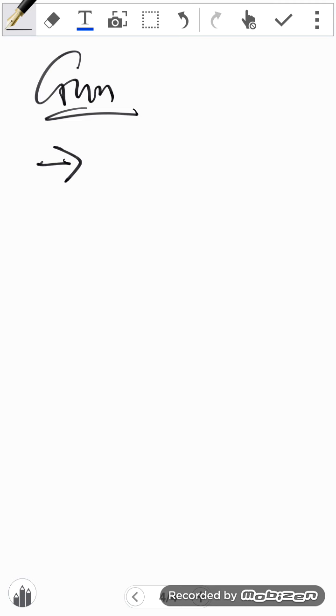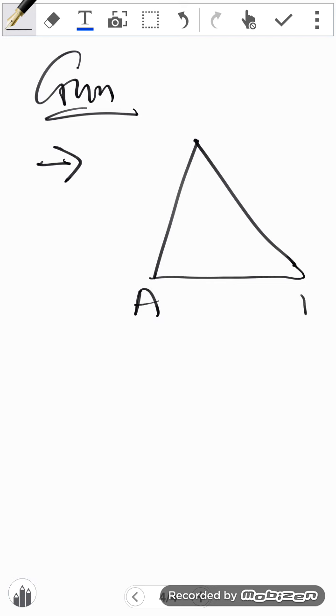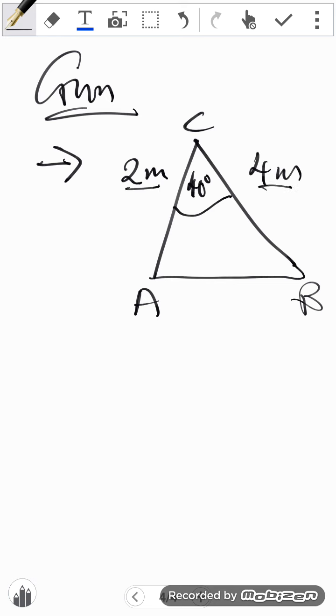So you might have a triangle like this, A, B, and C. Let's say you have 2 meters and 4 meters there. Then here you have 40 degrees. If you were told to write the formula for the cosine rule here, you can apply it given two sides and an angle at the middle. I forgot to mention that when given two sides and an angle at the middle, you will be finding a side.